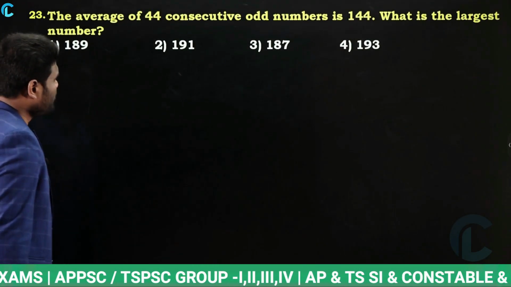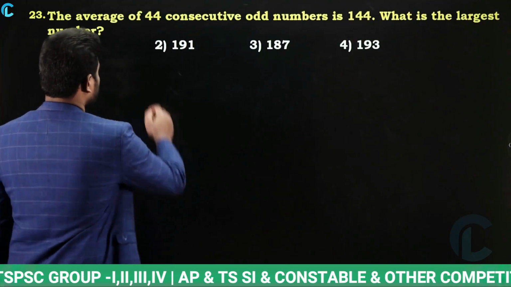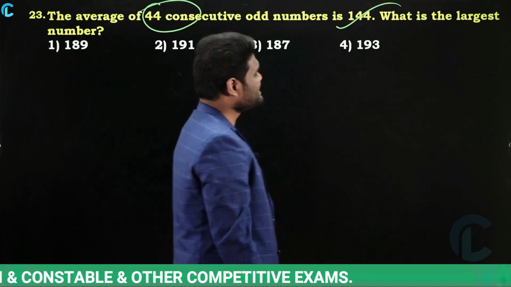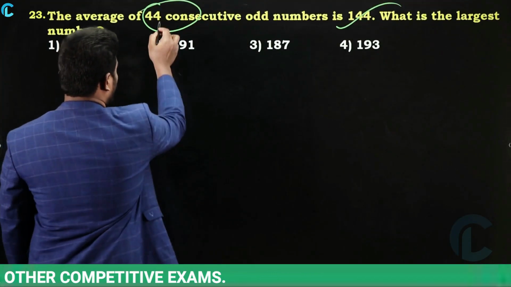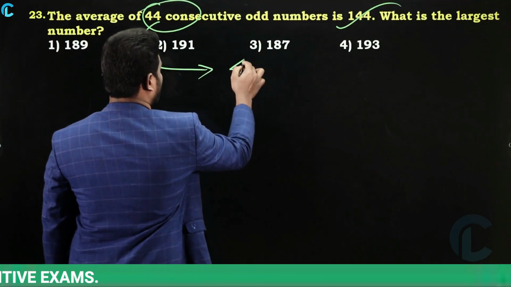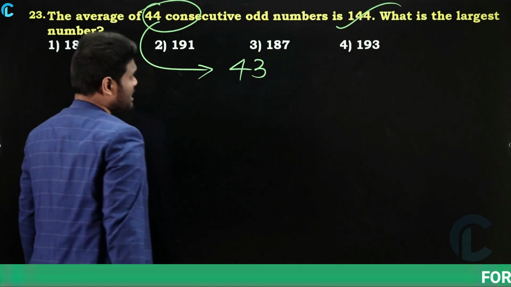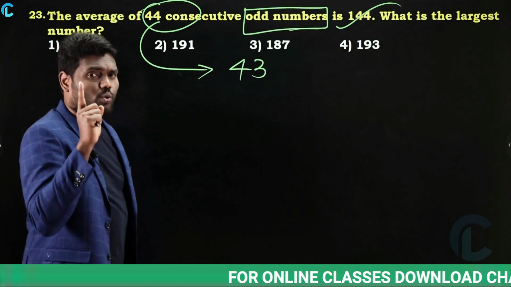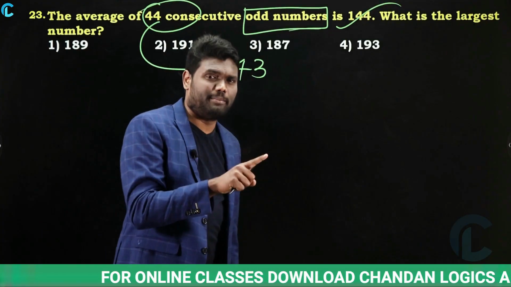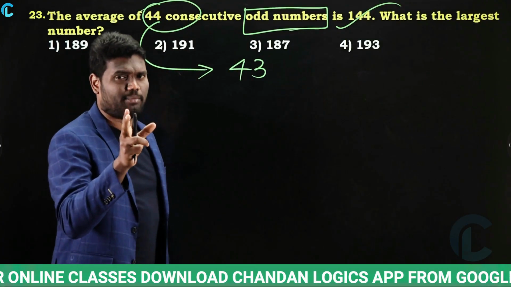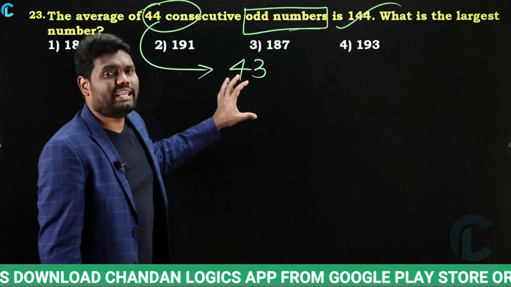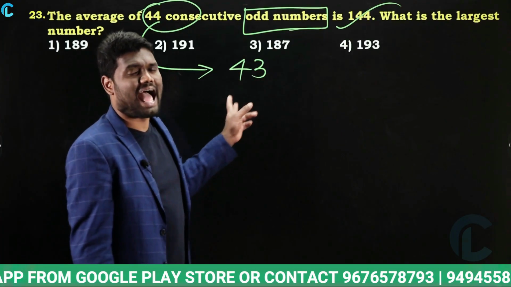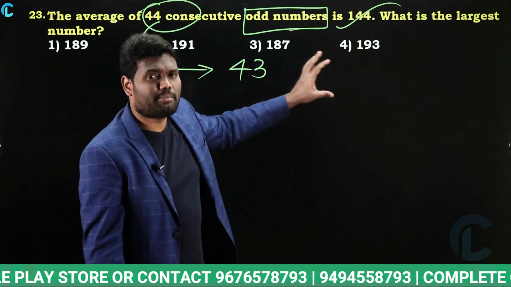The average of 44 consecutive odd numbers is 144. What is the largest number? Look here. 44 numbers, how many gaps? The gaps are 43. Look here, this is an odd number. Whenever you get consecutive odd or even numbers, if they ask you to find the highest number or lowest number, directly find the number of gaps. If they ask you the highest number, add it. If they ask you the lowest number, subtract it.